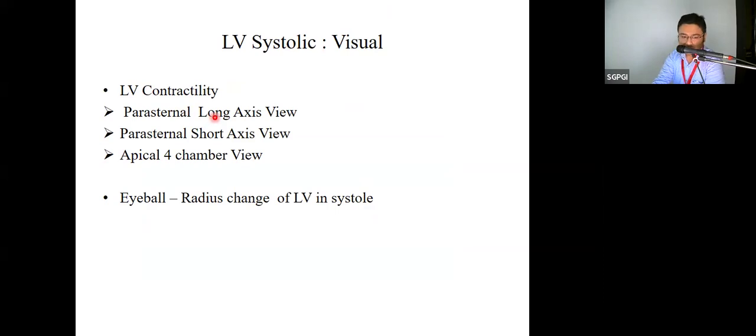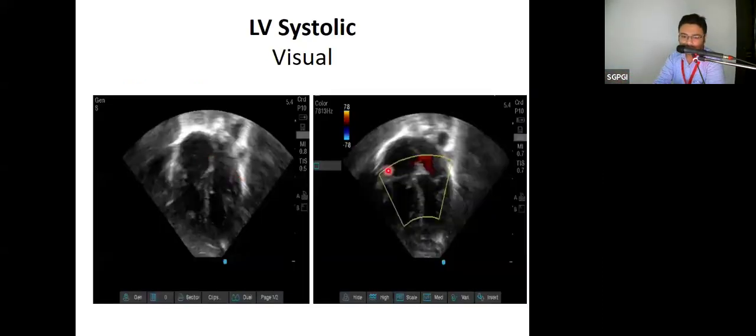Okay, yes. So basically, this can be seen in three views: long axis, short axis, and the apical four chamber view. In the eyeballing, we can see how the radius of the left ventricular volume is changing in systole and diastole. So this is the representation of visual. See this here, the systolic function.